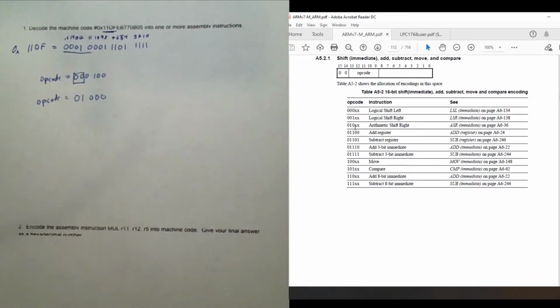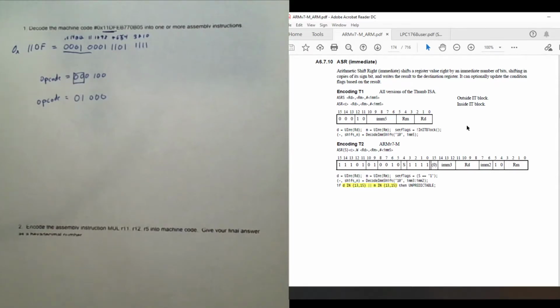So again, I'm just looking in this table to see what that matches. And you can see here that 010XX is the only thing that starts with 010, and that's going to be an arithmetic shift right, so an ASR. So I can click on this, and that brings me to the ASR encoding.